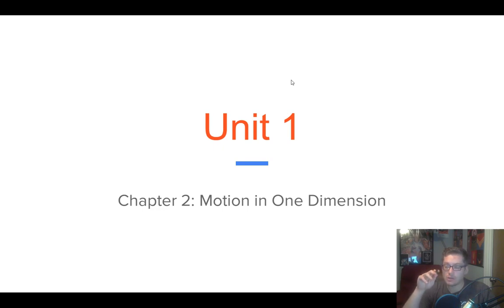Okay, next unit, we're going to start talking about motion that's doing both left and right and up and down, and we'll be working in two dimensions, right? So we're going to talk about displacement, velocity, and how to read motion graphs in this video.